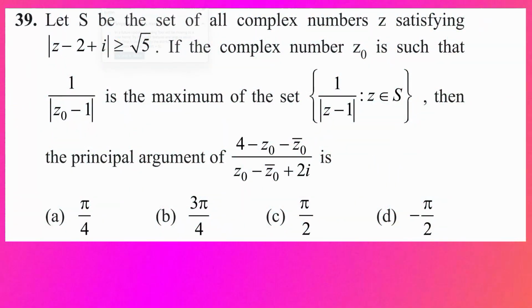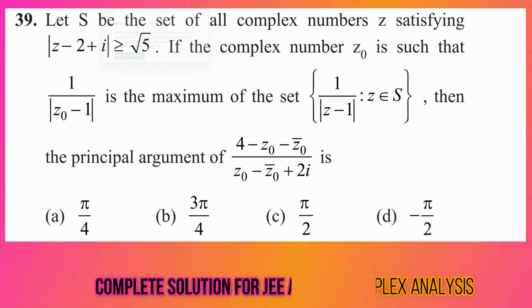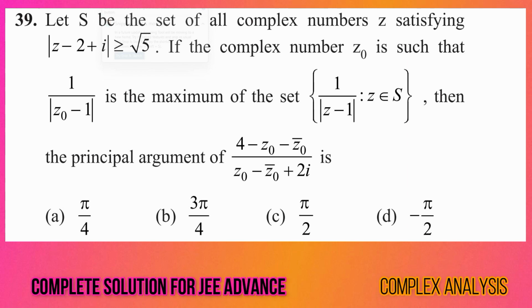In our question, S is given as a set of complex numbers. S is represented as the set of Z such that modulus of Z minus 2 plus i is greater than or equal to 5. This is the equation S represents, and it seems like the equation of a circle in complex form. We are also given that 1 upon modulus of Z minus 1 is a maximum.